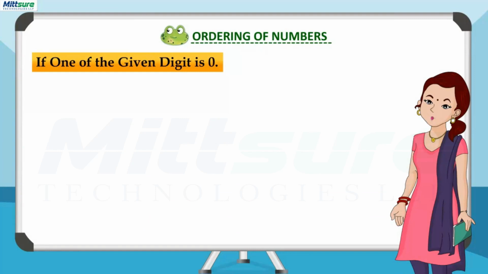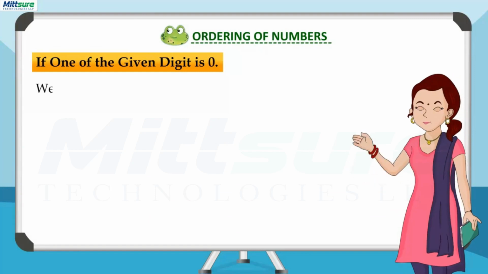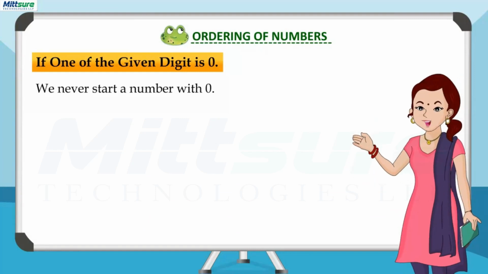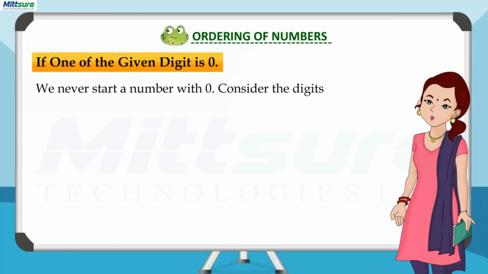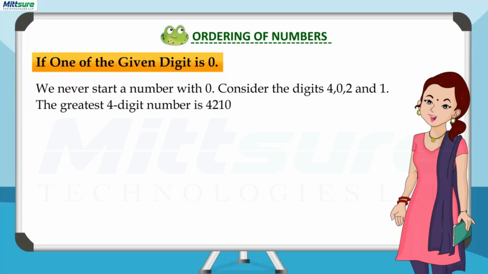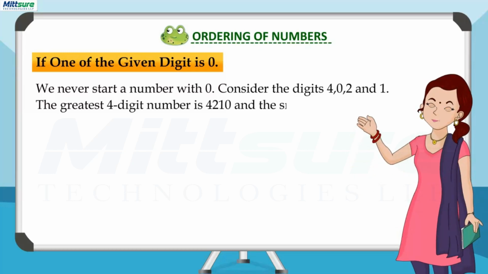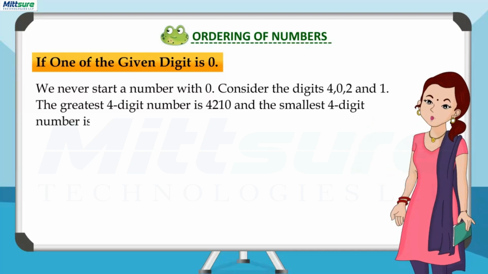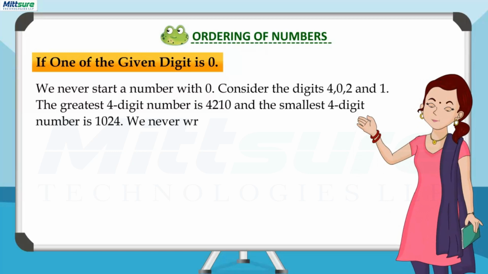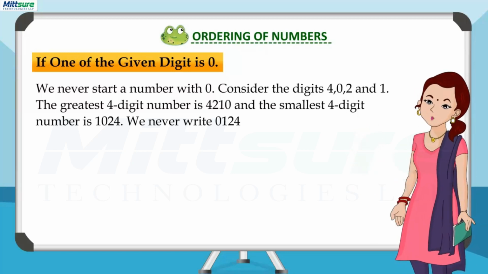If one of the given digits is 0, we never start a number with 0. Consider the digits 4, 0, 2 and 1. The greatest 4-digit number is 4210 and the smallest 4-digit number is 1024. We never write 0124 because it is actually a 3-digit number, 124.